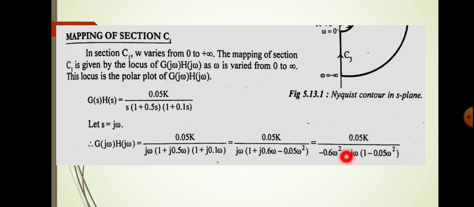See, what we are doing here is putting this in rectangular form, the a plus jb form, such that this minus 0.6 omega square forms the real part, and omega into 1 minus 0.05 omega square forms the imaginary part. So this is the equation when we substitute s equal to j omega, and next we want to plot this curve, that is G(j omega)H(j omega), in the G(s)H(s) plane, which is our ordinary graph sheet. So what will happen to this quantity when omega varies from 0 to infinity? That is our next consideration.